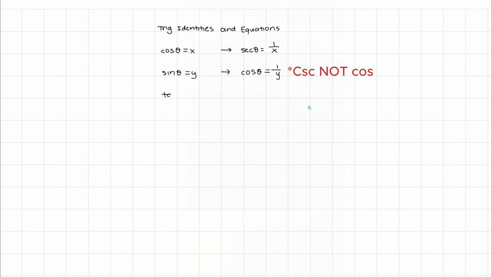Trig identities and equations. Cosine theta is equal to x, so the reciprocal secant theta is 1 over x. Sine theta is equal to y, so the reciprocal cosecant theta is equal to 1 over y. And tan theta is equal to y over x, so the reciprocal cotangent theta is equal to x over y.